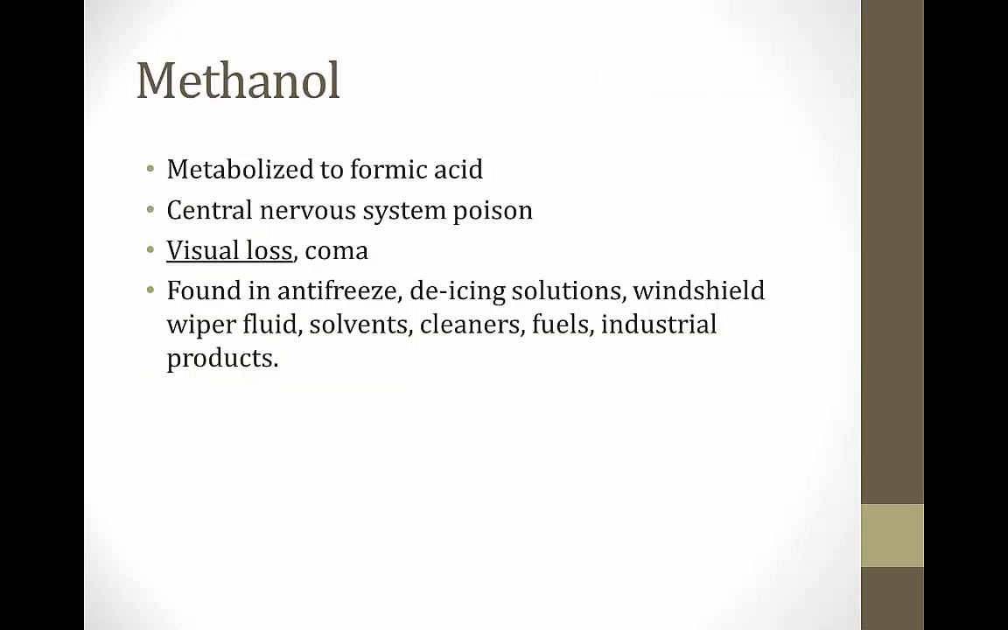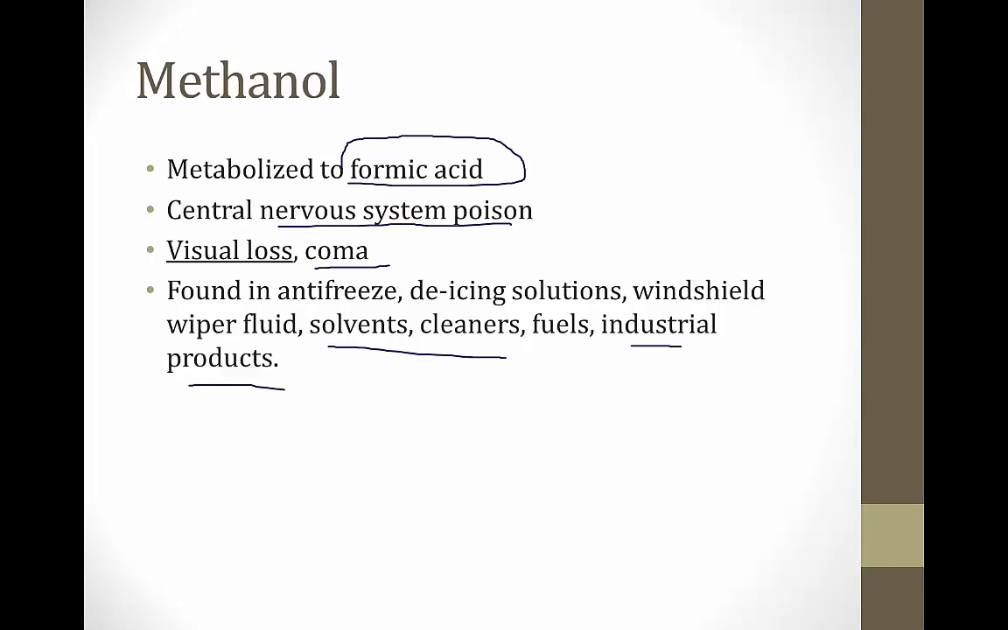So we'll start with methanol. Methanol gets metabolized to formic acid, and formic acid is really bad. It's a central nervous system poison. It can destroy your optic disc and make you go blind, and it can put you into a coma. Methanol is found in antifreeze, de-icing solutions, windshield wiper fluid, lots of solvents and cleaners and fuels, and lots of industrial products.